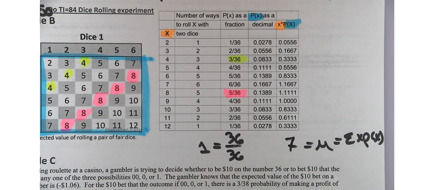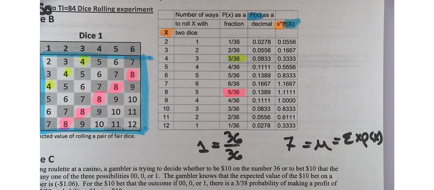When you roll a pair of dice again and again and again, on average, you're going to get about a 7. Now let's think about it. This is for rolling a pair of dice. We got a 7. What do you think rolling one die would give us on average? If 2 dice gives us 7, what's one die going to give us? About, go ahead, 3.5.